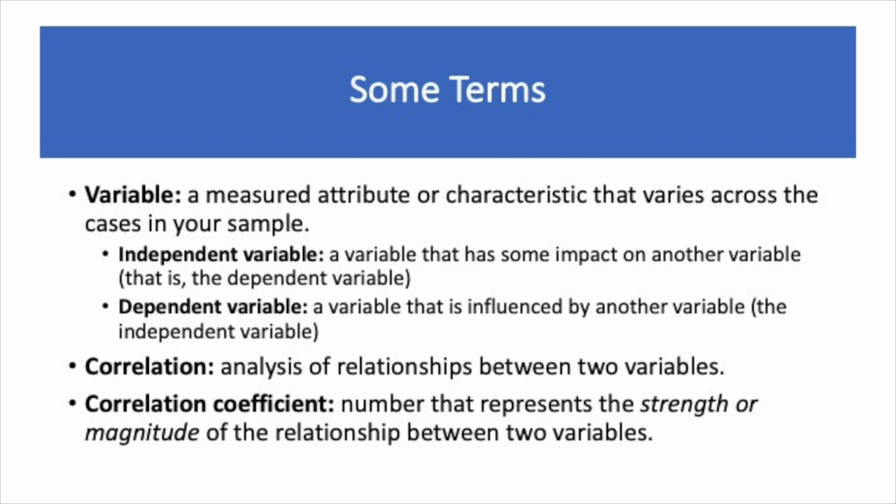But I digress. The last couple of terms here I want you to know are correlation. This is the analysis of relationships between two variables. So two variables are correlated. That means that there is some relationship between them. A change in one variable leads to a change in another. Finally, the correlation coefficient is the number that represents the strength or the magnitude of the relationship between two variables. Okay? We're going to see examples of this in the next slides, and we're also going to actually calculate some correlation coefficients using SPSS in class.